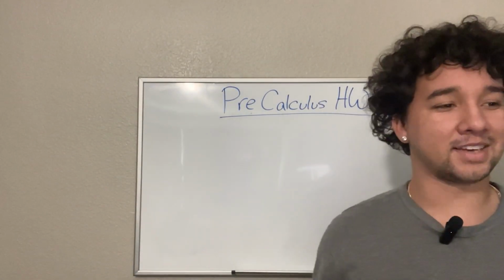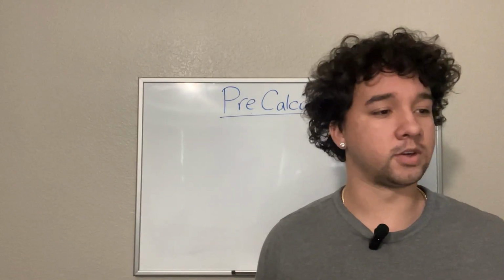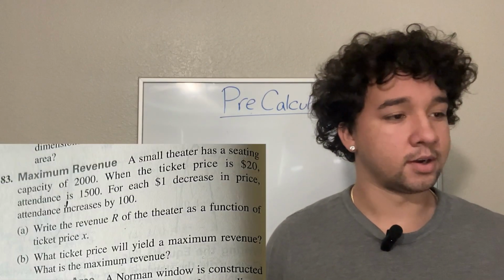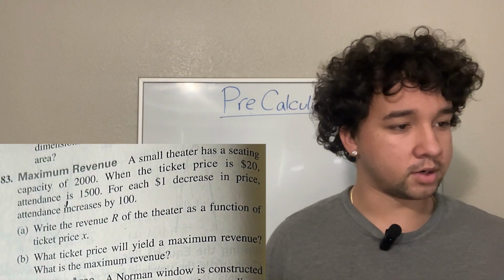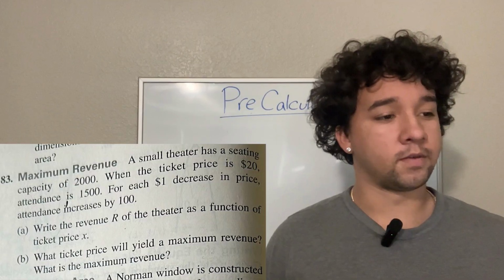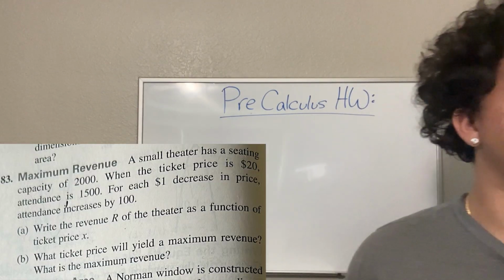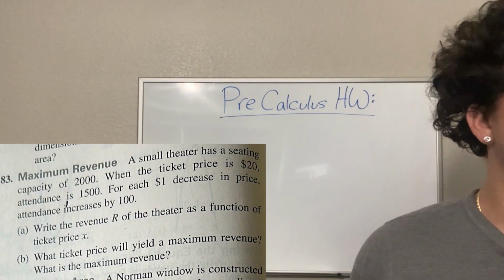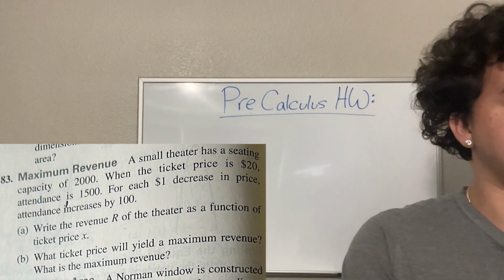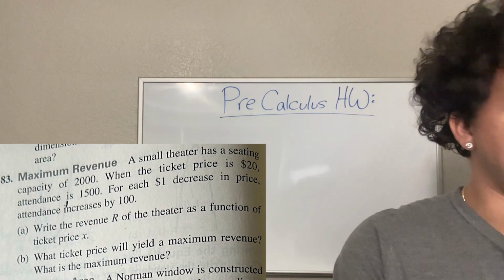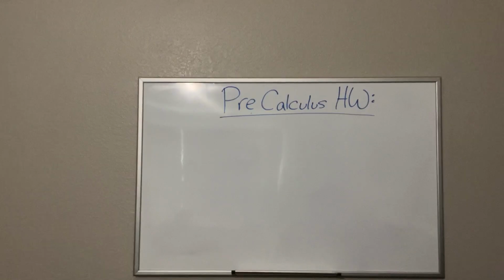All right. These next two I got going on for us are two word problems here. So I'll just read this first one. A small theater has a seating capacity of 2,000. And the ticket price is $20, attendance is 1,500. For each $1 decrease in price, attendance increases by 100. So the first thing it's asking us is write the revenue R of the theater as a function of the ticket price X. Okay. So let's kind of go through everything that's providing us.